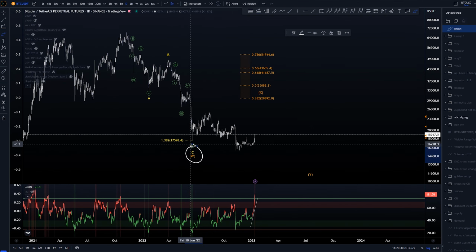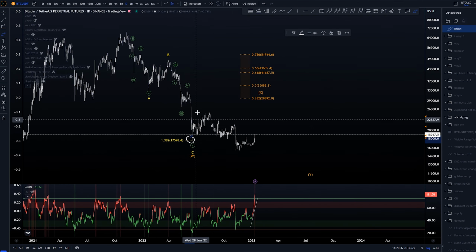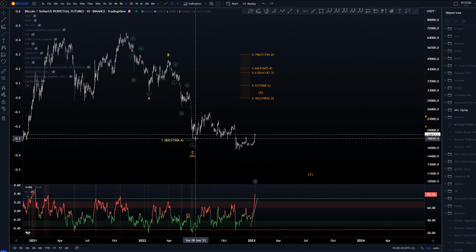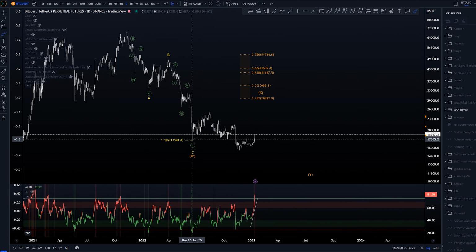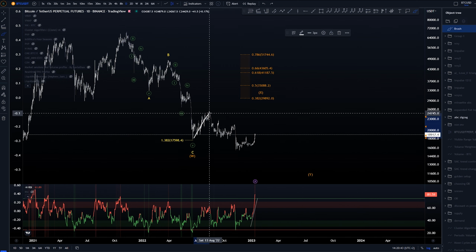Overall, three-way structure into potential wave W. Yeah, potential wave W. Why? Because we have already taken out the lows here. We can't have this as a start of something. So instead, we would have this as some kind of a wave A.